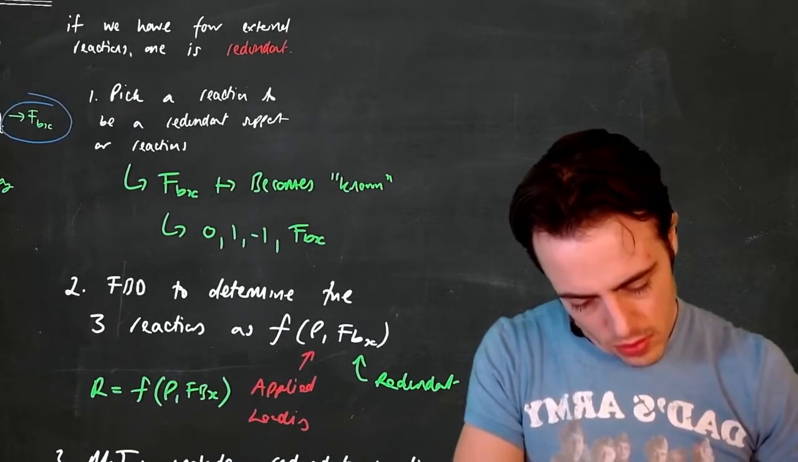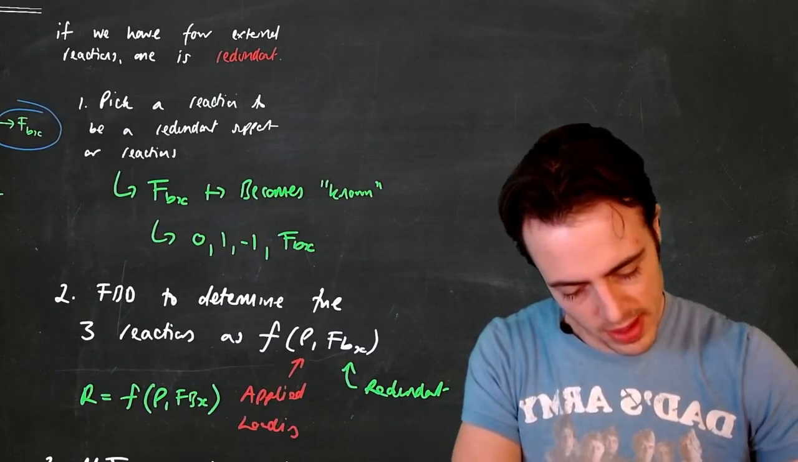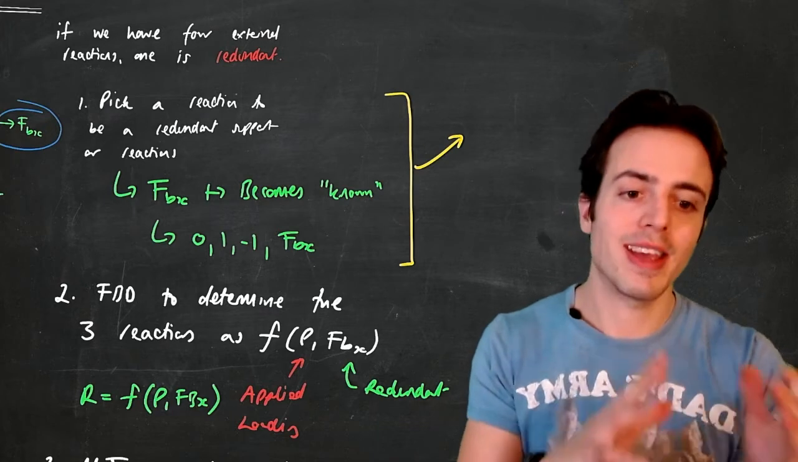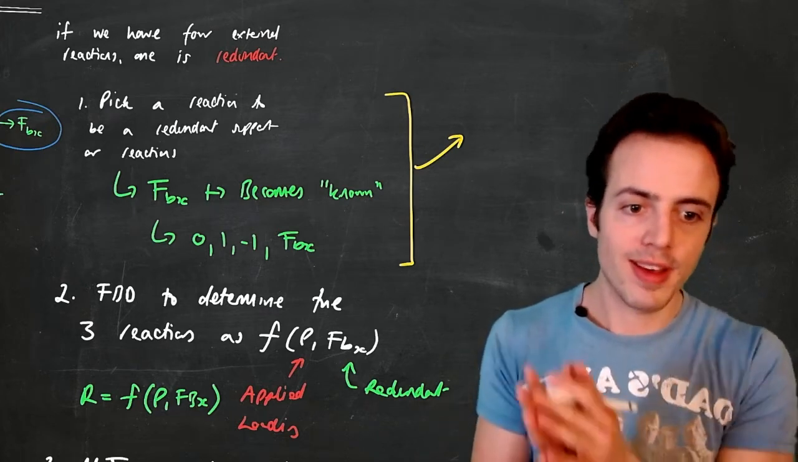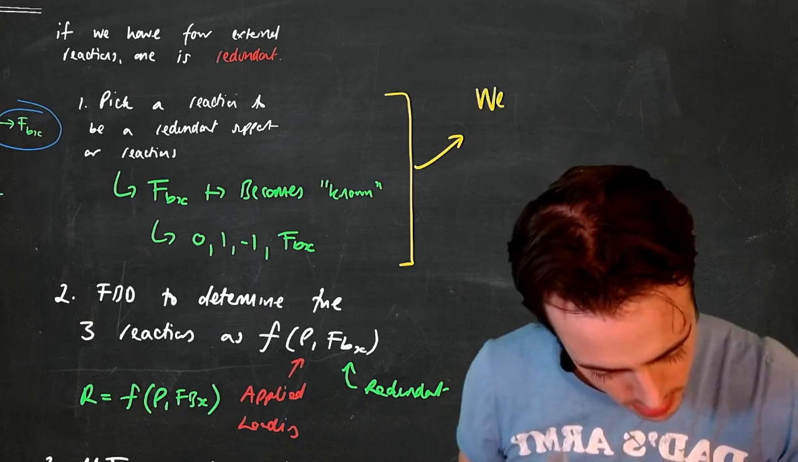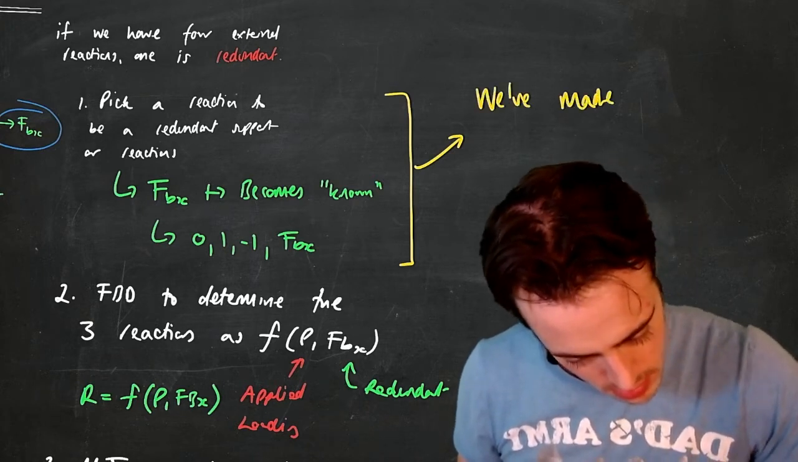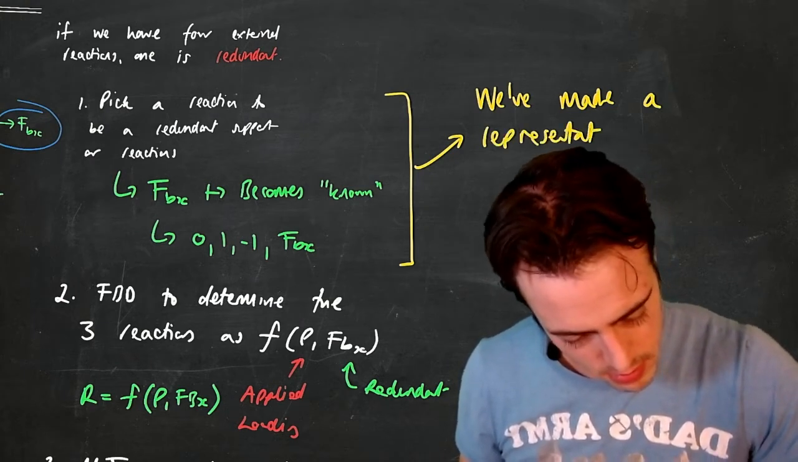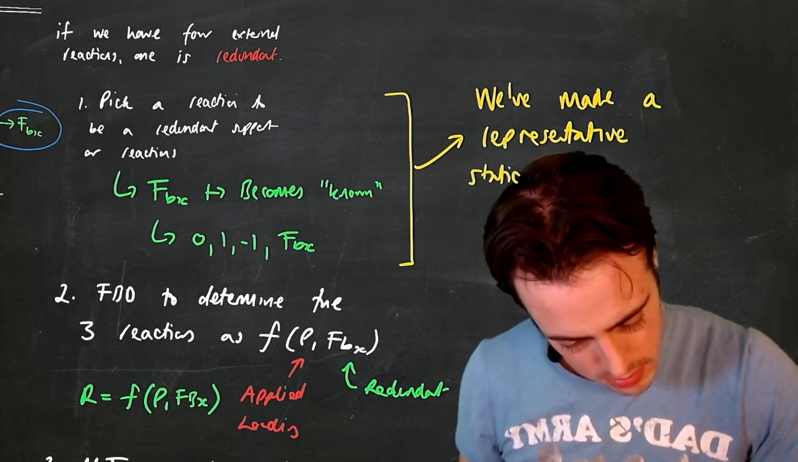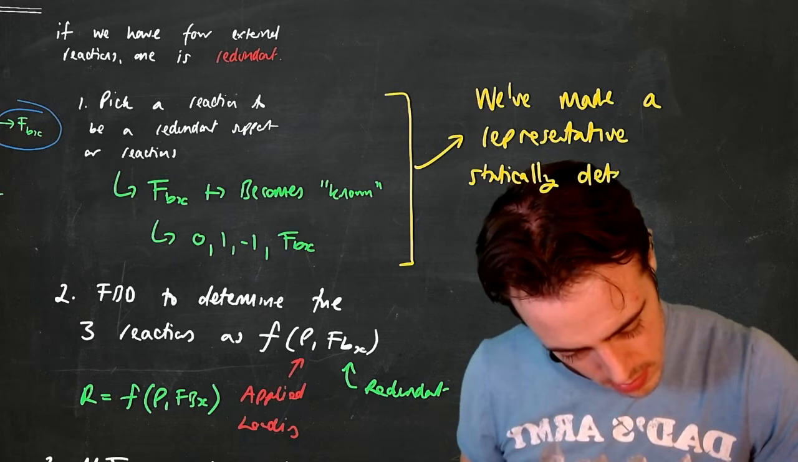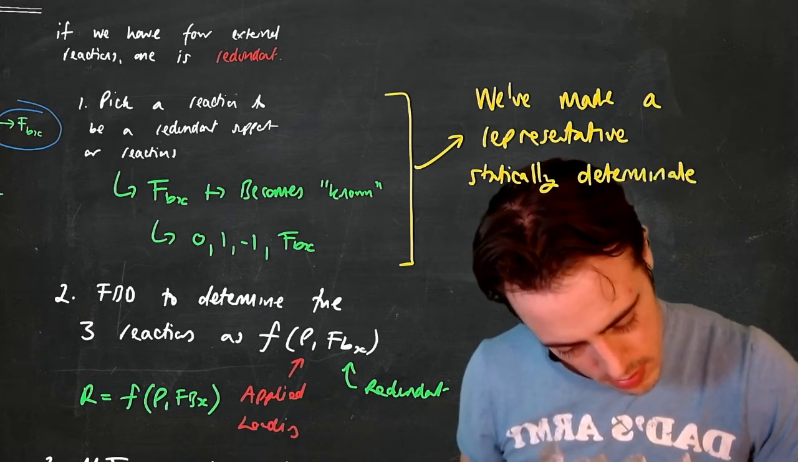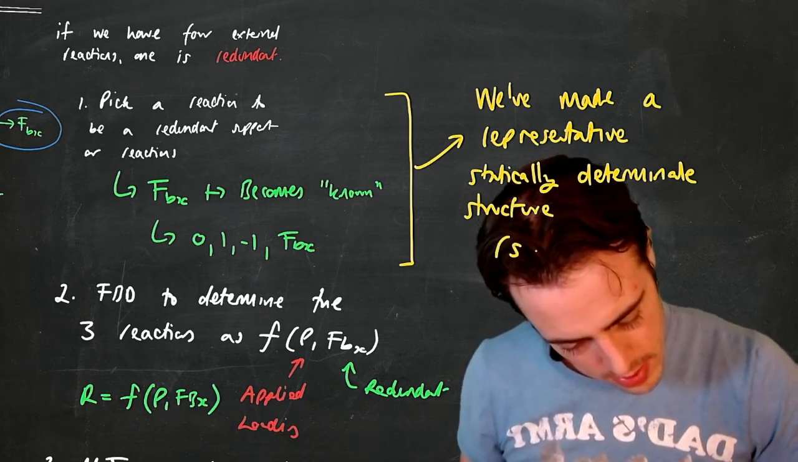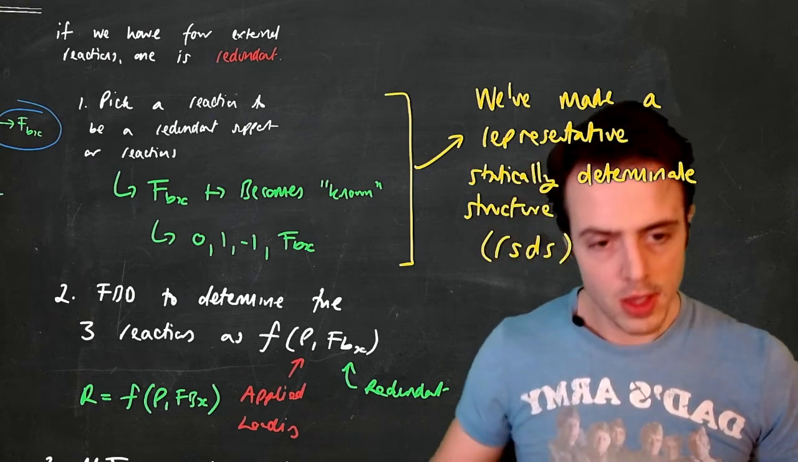So this step here, we've picked our redundant reaction. What we've effectively done with this step is we have turned our indeterminate structure into a representative statically determinate structure, which I'm going to say is RSDS for short.